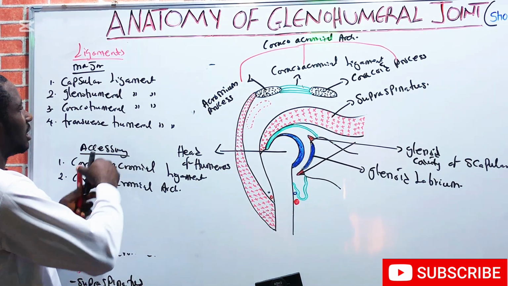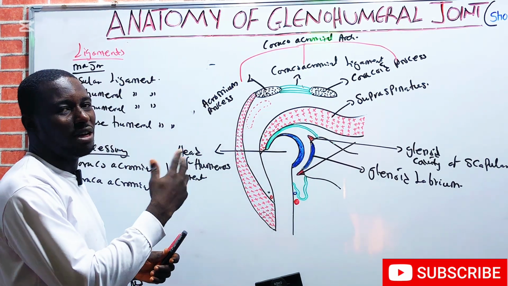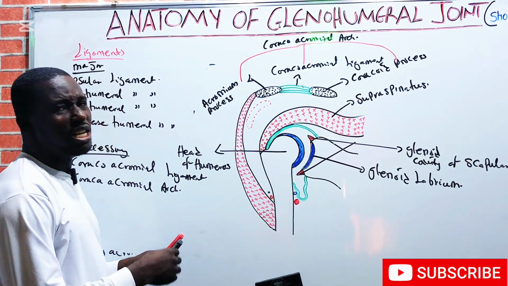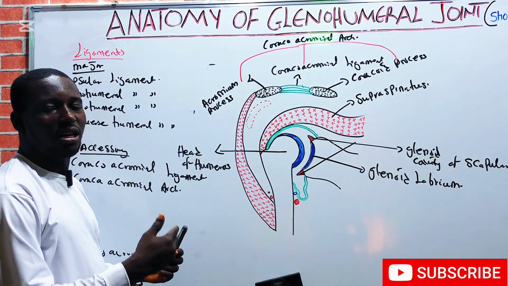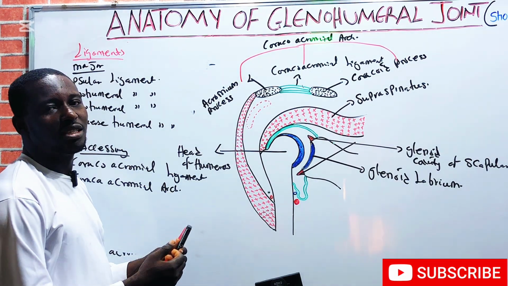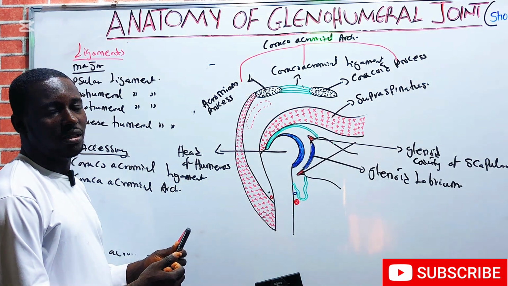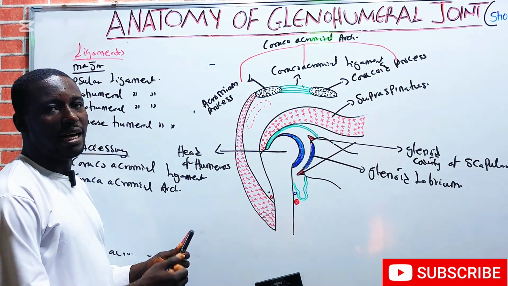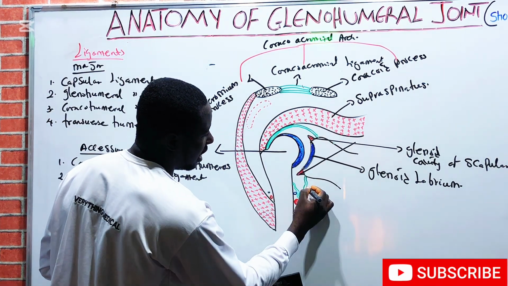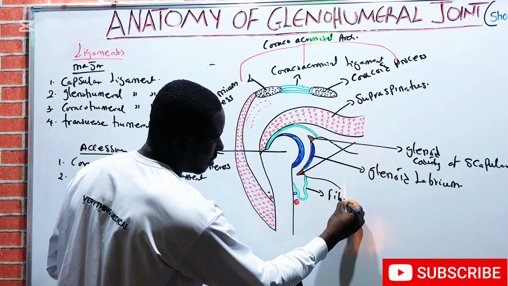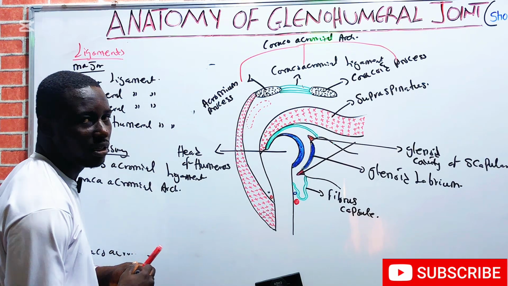So let's start with the capsular ligament. The capsular ligament is all about the fibrous capsule, because it forms a thin fibrous layer of the joint capsule that surrounds the glenohumeral joint. It is attached medially to the margin of the coracoid process of the scapula and laterally to the anatomical neck of the humerus. So this is the fibrous capsule, here and here. The fibrous capsule of the shoulder joint.